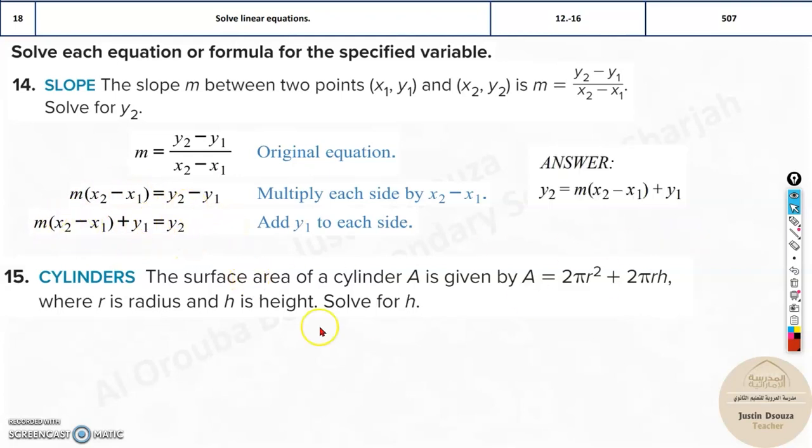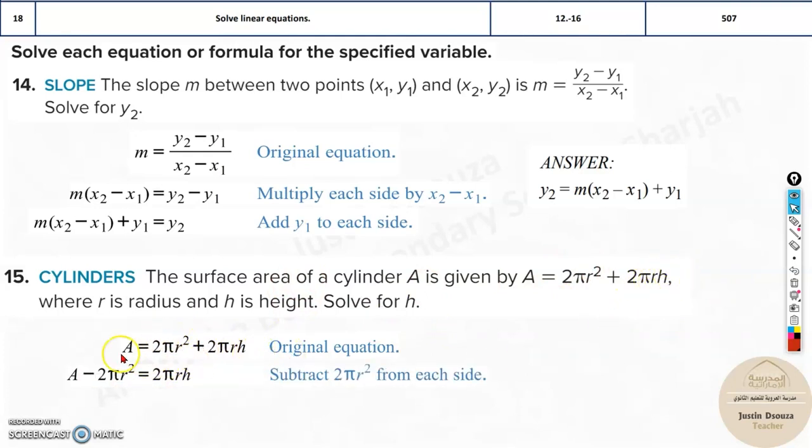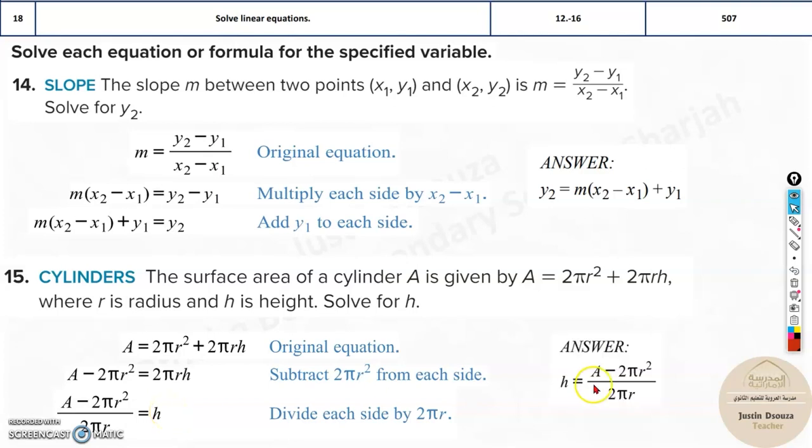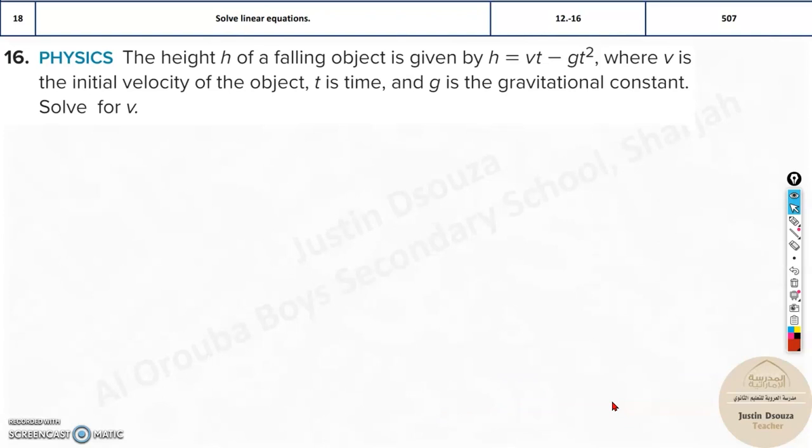And over here, lastly, we have the surface area of a cylinder is given over here, where r is the radius, h is the height. Solve for h. How do you solve this? All you need to do is write this and keep h alone and take everything else to the other side. 2 pi r squared goes to the other side. It becomes minus, and divide this by 2 pi r. That is the h value. H value is a minus 2 pi r squared divided by 2 pi r.